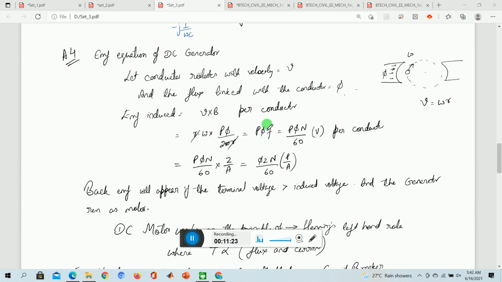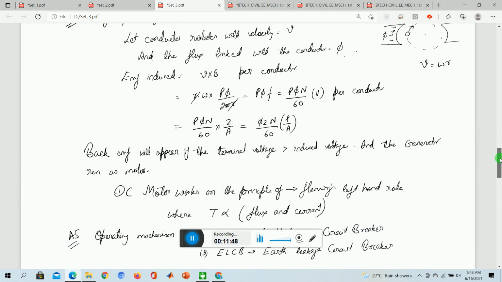The P phi into F is in revolution per second. Let us write in terms of revolution per minute, capital N divided by 60. This is per conductor. If the number of conductors is Z and A is the parallel path, so in series, like the total number of conductors will be Z by A. So together this is the expression of induced EMF.